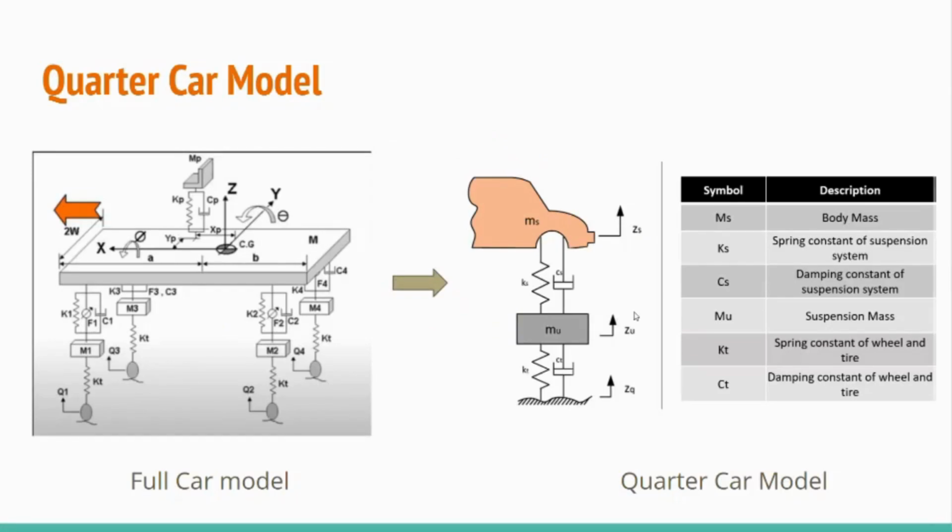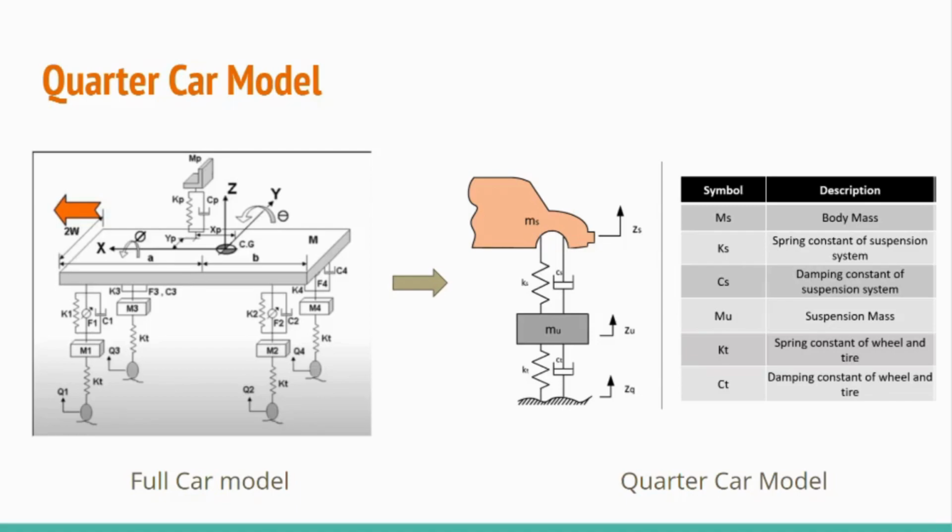It is a mathematical model that abstracts a vehicle suspension system into its most basic form, dividing the vehicle into four distinct components: one wheel, one tire, a quarter of the sprung and unsprung masses of the vehicle. By examining the quarter car model, we can gain insights on how different suspension configurations and parameters such as spring stiffness, damping coefficients, etc. influence the vehicle's ride comfort, handling, and stability.